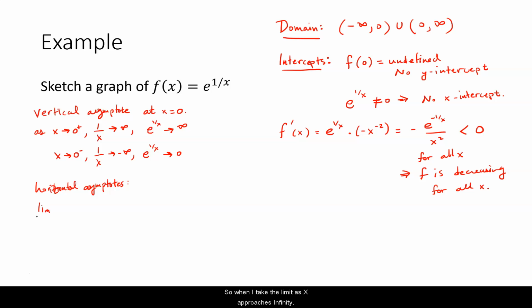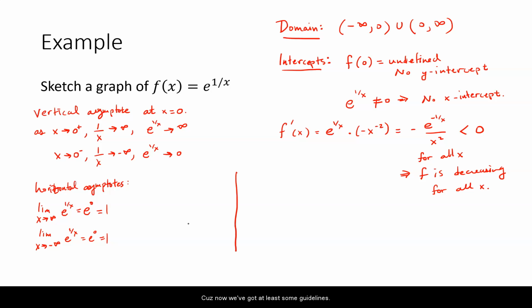So when I take the limit as x approaches infinity, well, I get something in the exponent that is going to 0. So it's going to be 1. And notice this would be the same as the limit as x approaches negative infinity, because you get again something that approaches 0 in the exponent. So this is perhaps going to give us the most information about our graph, because now we've got at least some guidelines for how to graph it.